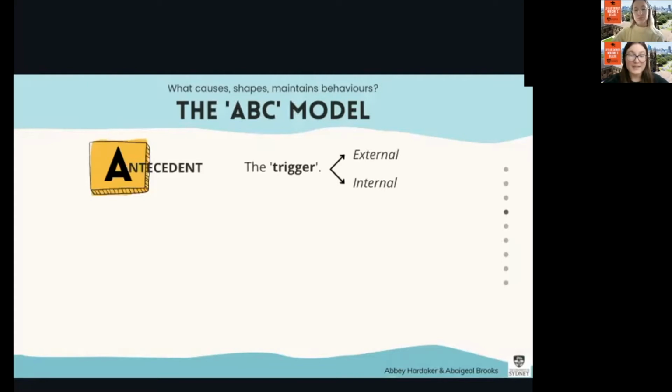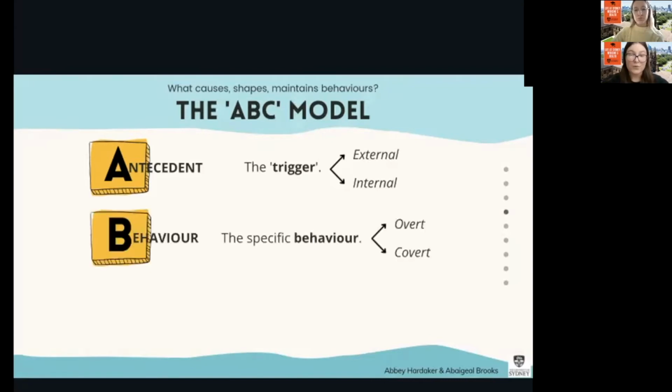A stands for antecedent, the trigger. It's the stimulus or contingency in our environment that causes a behaviour. So this might come from an external source, such as events, situations, people, lighting, smell, or an internal source, which is within the person themselves, such as their mood or emotion, thoughts, motivations, physiological states, such as hunger, tiredness, or even having a headache. And B stands for behaviour.